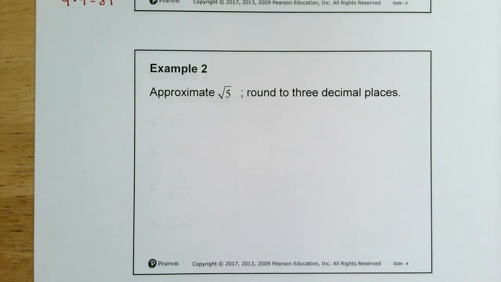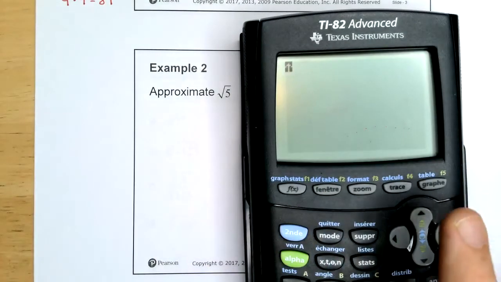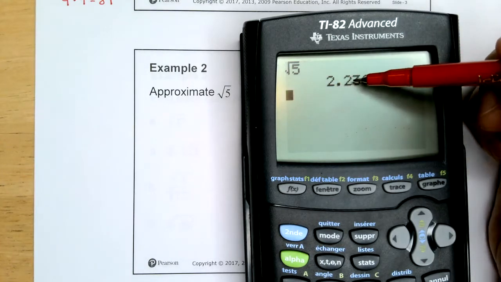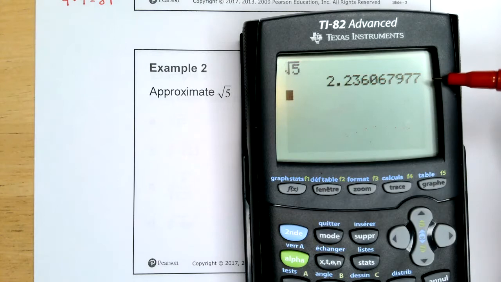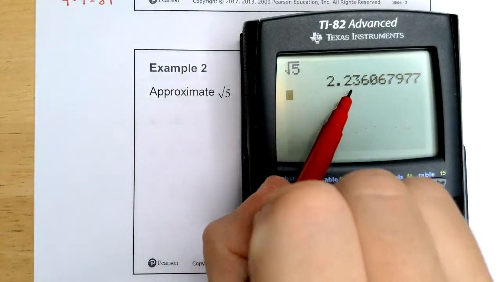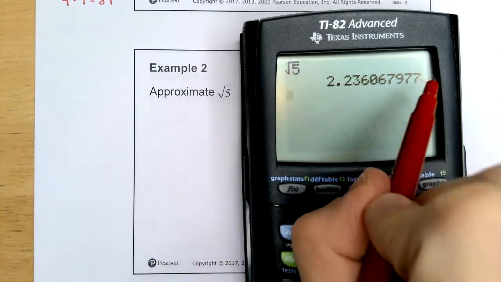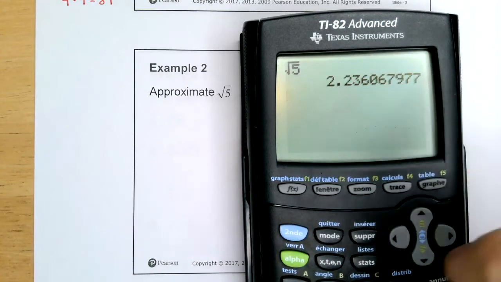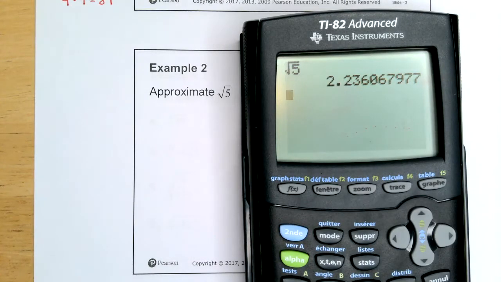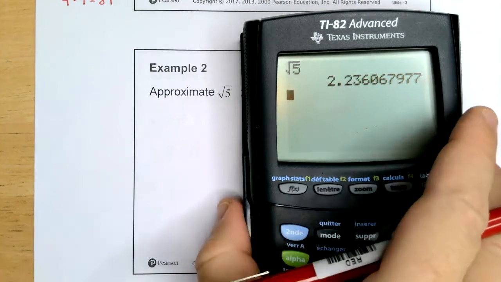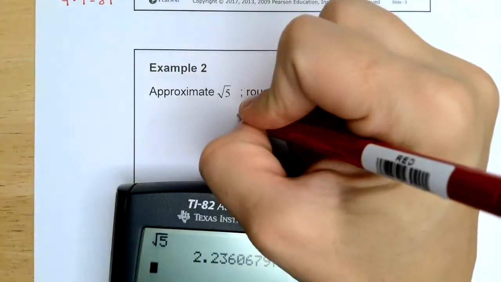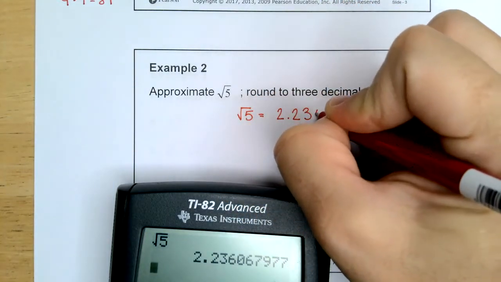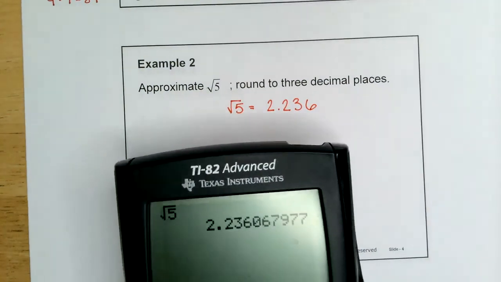A calculator will give us a decimal. And if your decimal goes all the way out 9 places, you can assume that it continues after that, and it might continue forever. And so what your calculator is giving you is an approximation or a rounded answer. Okay, so round to 3 decimal places. The square root of 5 is 2.236. Those are 3 decimal places.